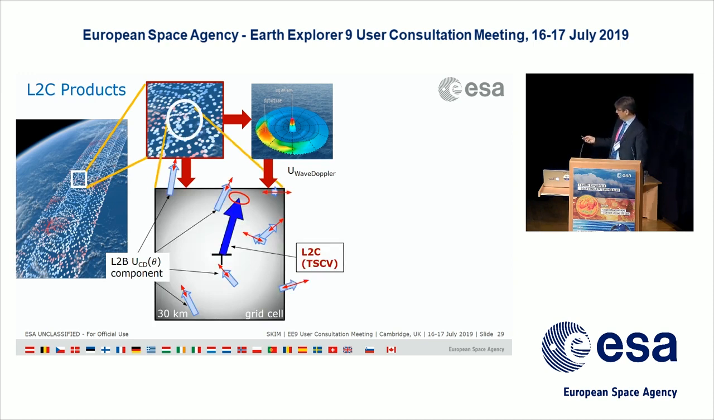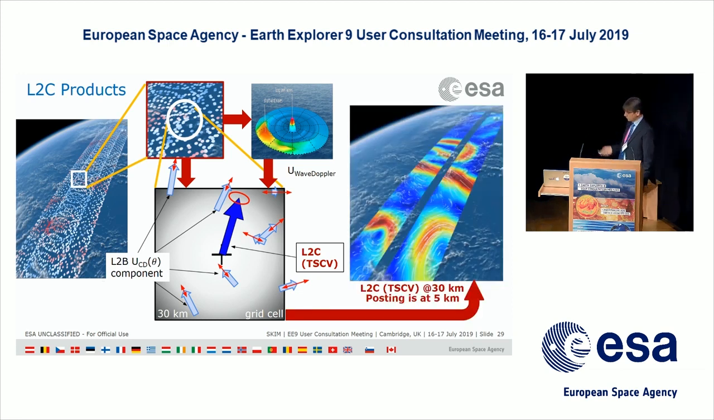So now, for each of these dots on this map, we have a search radius of 30 kilometers in diameter. And then we blow it up here, making this 30 kilometers. For each dot, we have this line of sight velocity in blue with an uncertainty in red, and we combine these line of sight velocities to make one vector in that box of 30 by 30 kilometers. And this is our level 2C total surface current velocity. Then you do that through the entire swath, and you essentially fill up the map with a resolution of 30 kilometers.